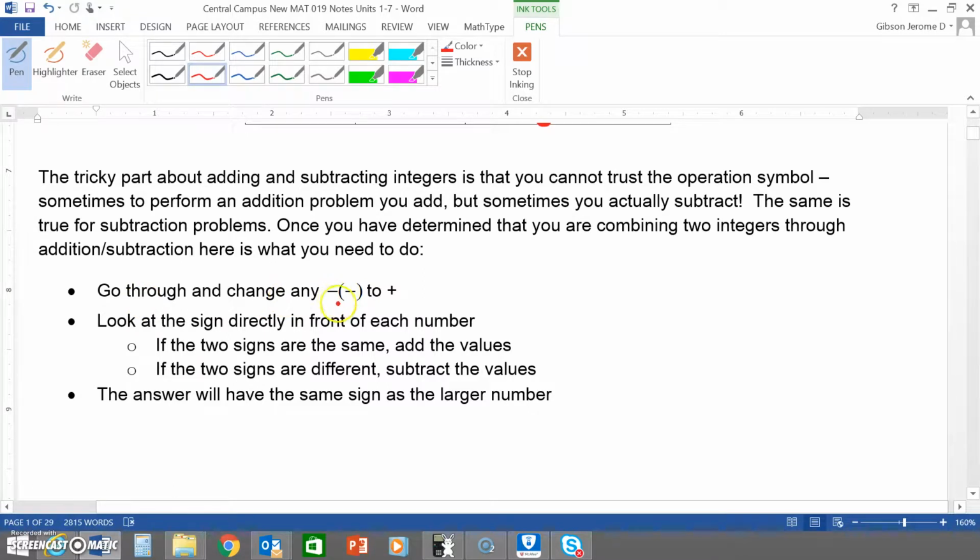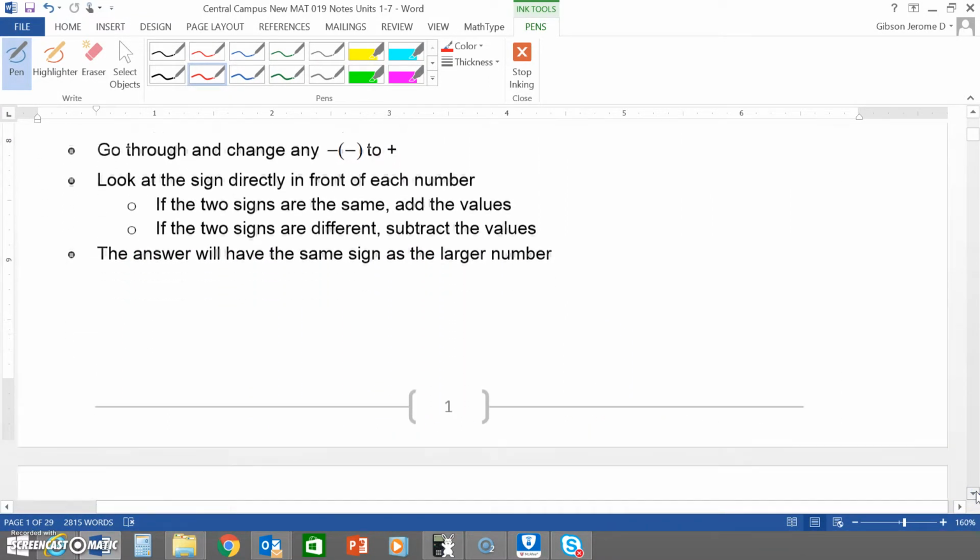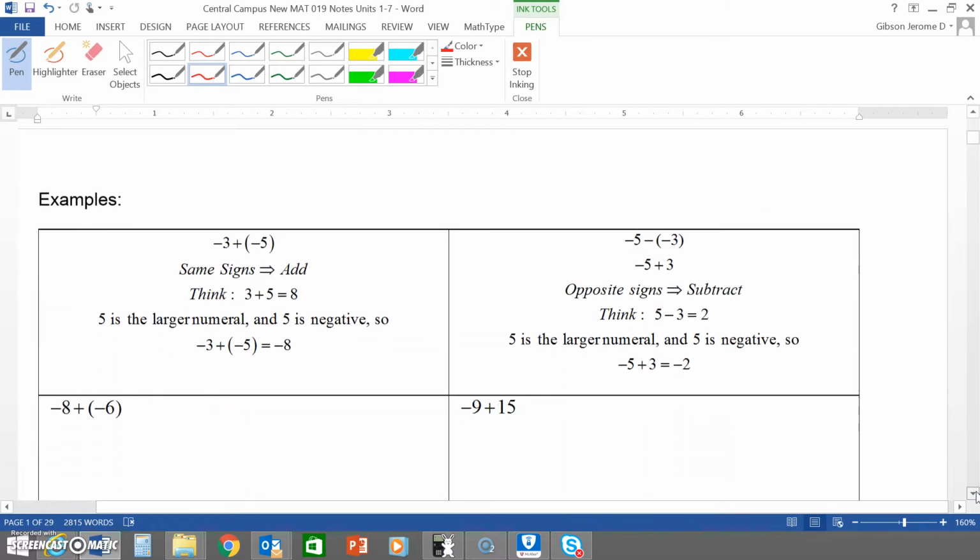Go through and change any opposite of negative to a positive. Look at the sign directly in front of each number. If the two signs are the same, add the values. If the two signs are different, subtract the values. The answer will have the same sign as the larger number. So let's take a look here.